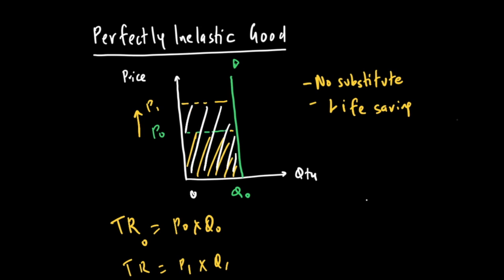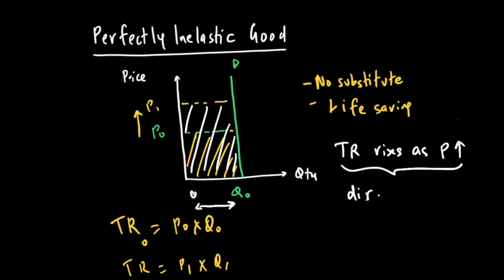Because the quantity isn't changing in this case, the quantity is the same and only price is going up, we can say that total revenue rises as price rises. So here there is a direct relationship between price and total revenue.